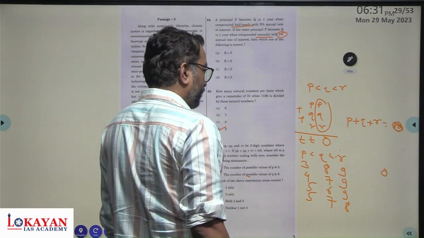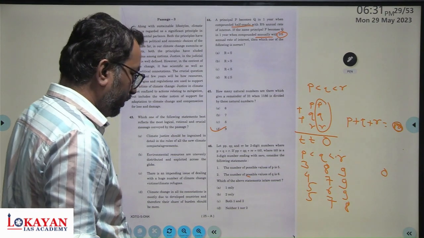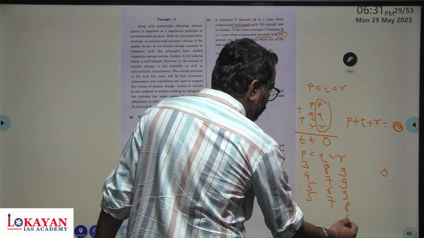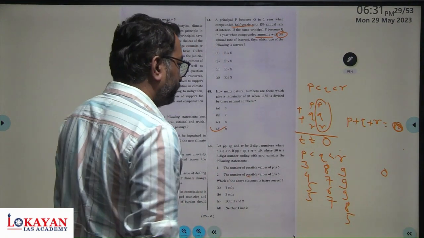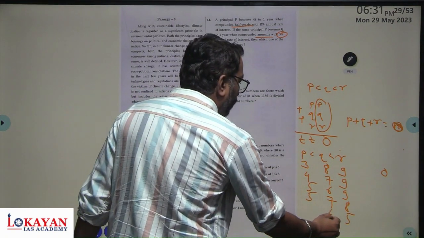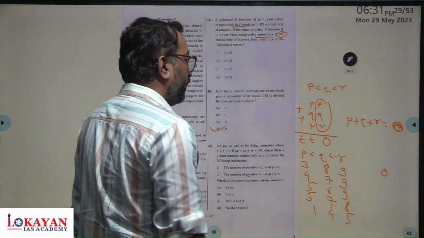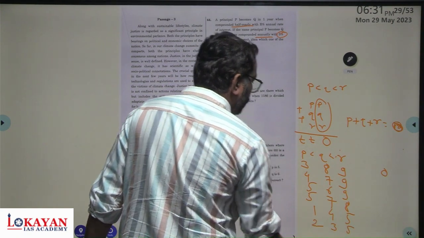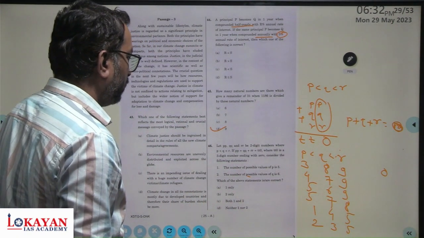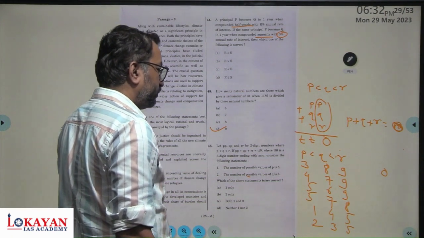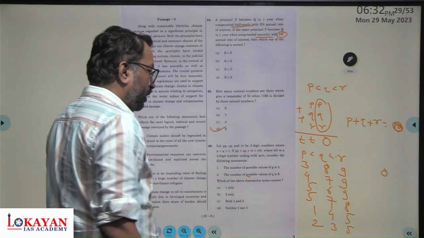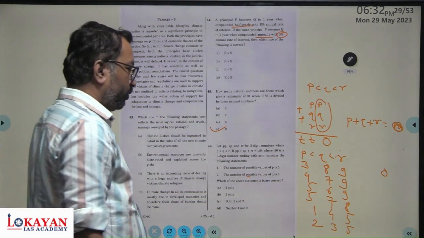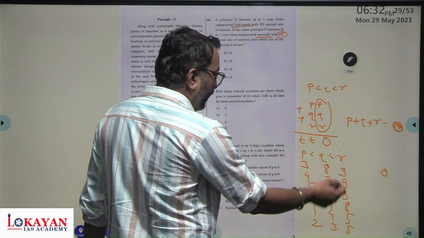Right? Then 5, 4, 1. 5, 3, 2. Right? Will there be any other case? No. So these are the values of P, Q and R.